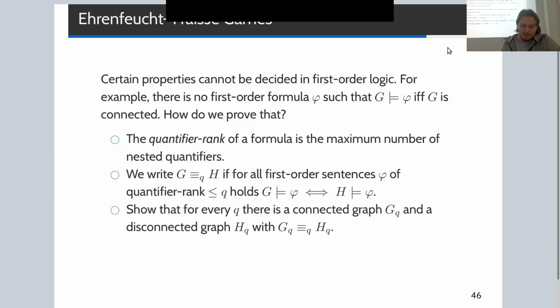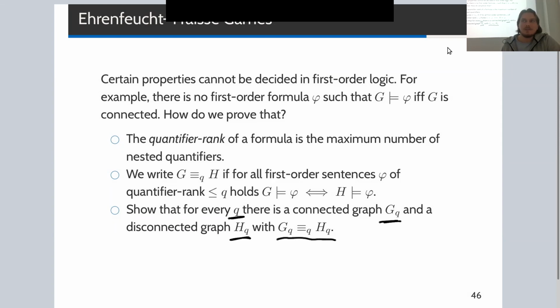And let's say we want to prove that first order logic cannot distinguish between connected and disconnected graphs. Then the way we can show this is we show that for every Q, there exists a connected graph GQ, and there exists a disconnected graph HQ, such that first order logic with Q quantifiers cannot distinguish GQ from HQ.